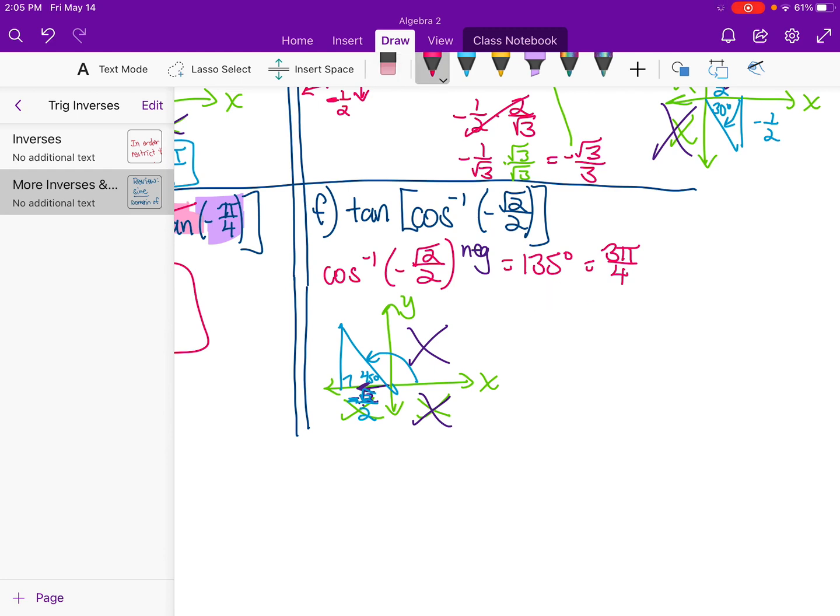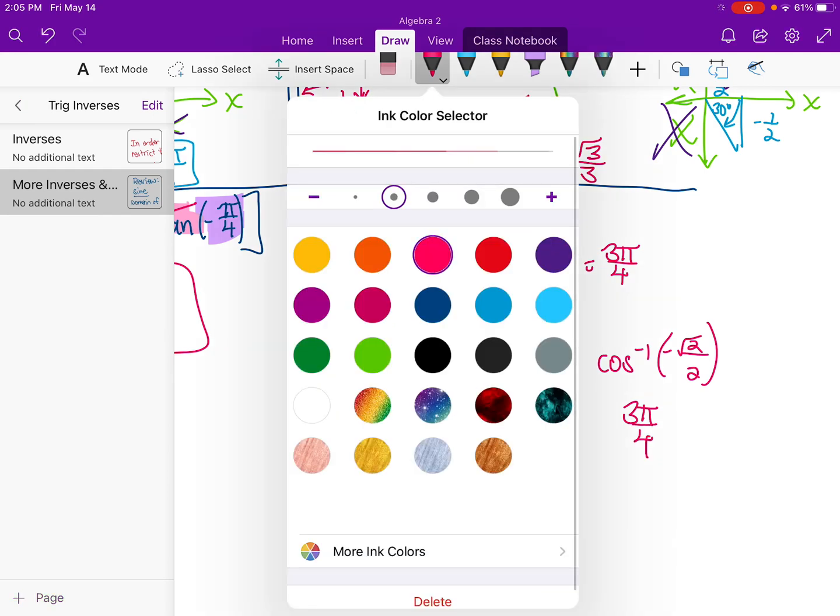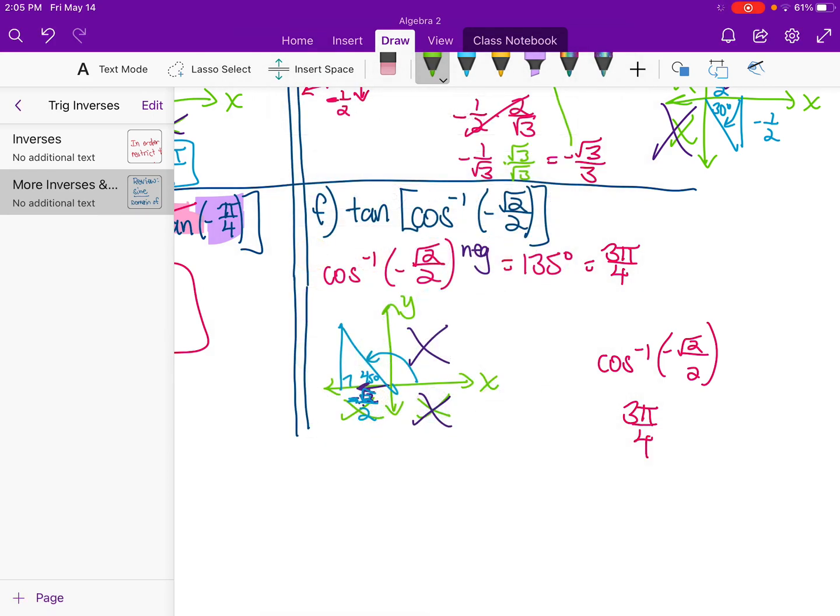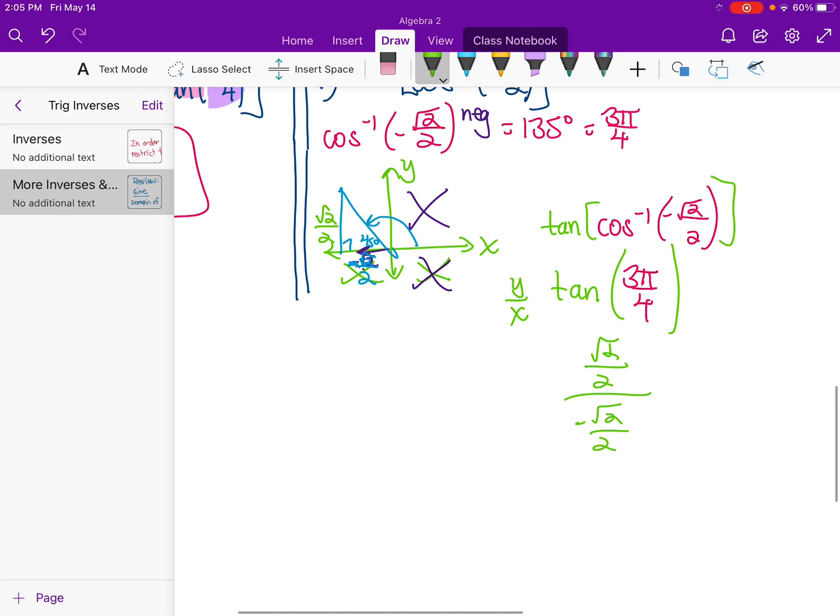But remember, that's not all they wanted us to find. So cosine inverse of negative rad 2 over 2 is 3 pi over 4. But the question is asking us to find tangent of that. So I want to find tangent of 3 pi over 4. Tangent is y over x. So I need to label the y. So this is rad 2 over 2 divided by negative rad 2 over 2. So the answer is negative 1.